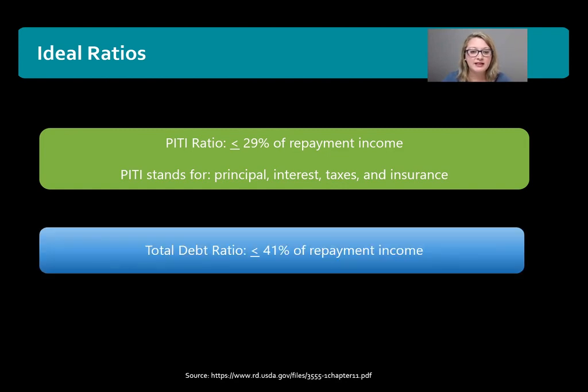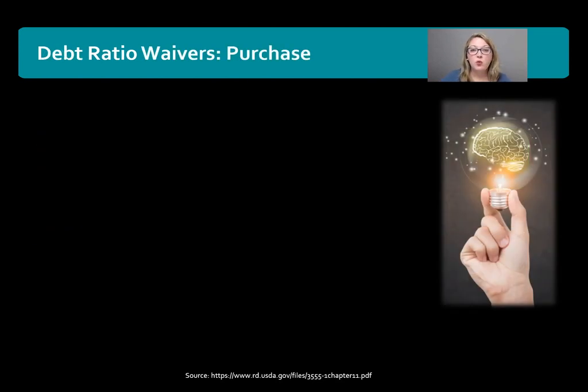They're also looking at the total debt ratio, and for that, they want it to be less than or equal to 41% of the borrower's repayment income. So their ideal ratios are 29-41. They do have some flexibility.